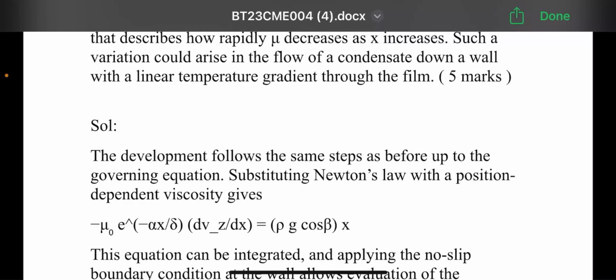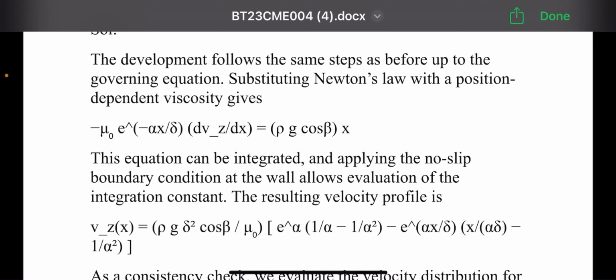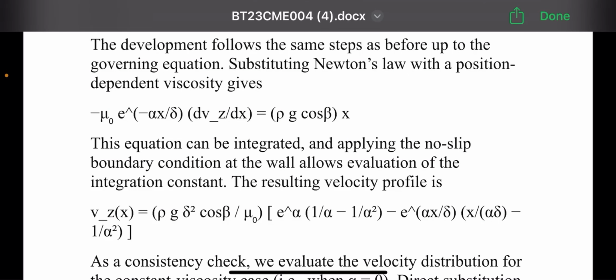The development follows the same steps as before up to the governing equation. Substituting Newton's law with a position dependent viscosity gives μ₀ e^(-αx/δ) dvz/dx = ρ g cos β x. So we will integrate this equation and apply the no slip boundary condition at the wall, which allows the evaluation of the integration constant. The resulting velocity profile is vz(x) = (ρ g δ² cos β / μ₀) e^α [1/α - 1/α²] - e^(αx/δ) [x/(αδ) - 1/α²].